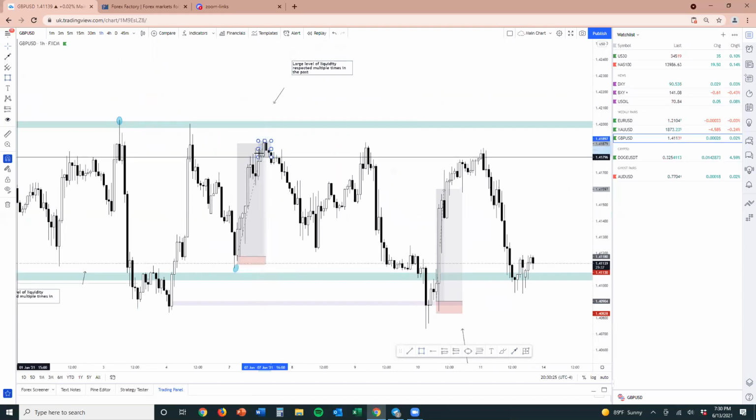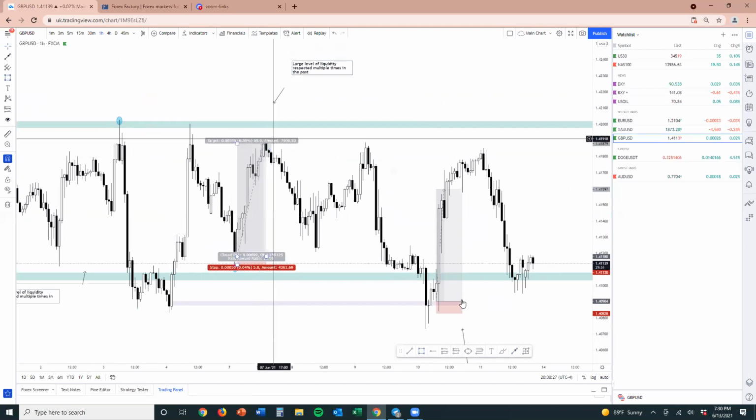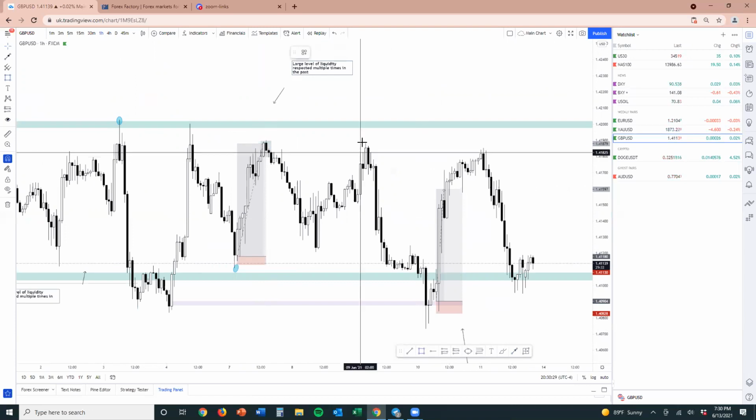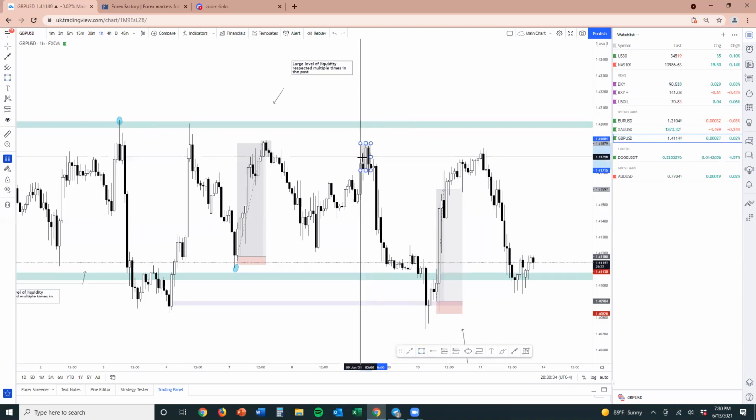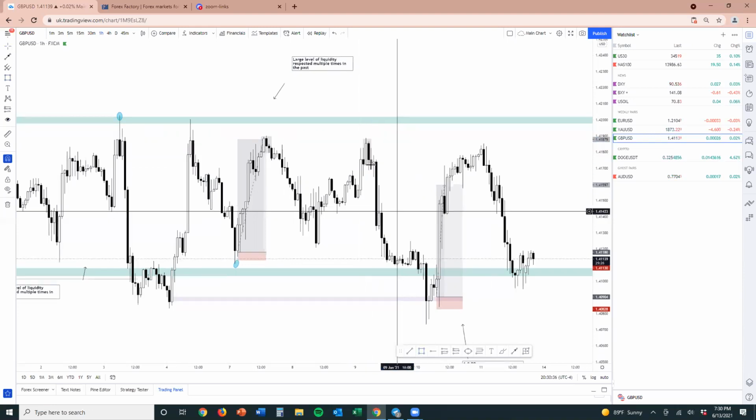We can take this scale down. Yep, we created a 1 hour order block there. We created another 1 hour order block here. So again, we are trading off of order blocks.